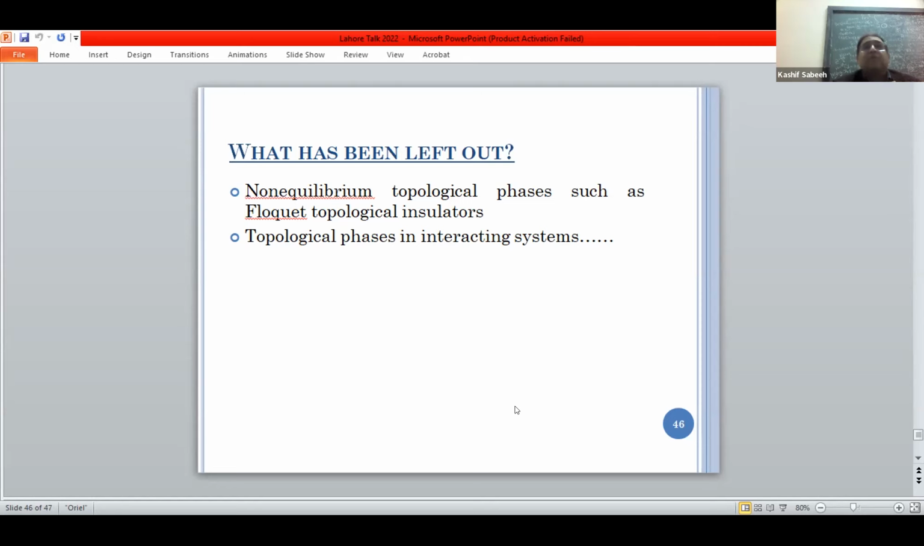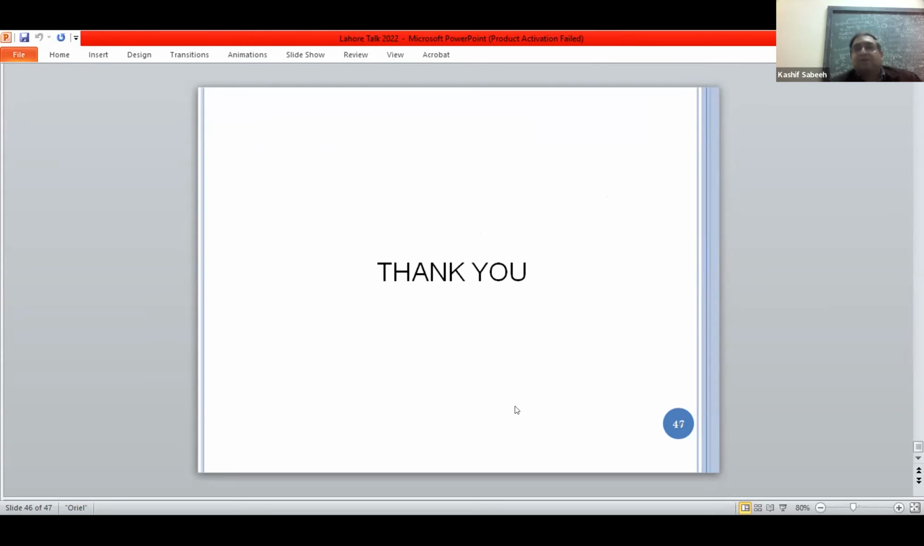And the second thing that I've left out is non-equilibrium topological phases. It's a very important, currently interesting area of research where you drive the system out of equilibrium and create topological phases, like through Floquet engineering. You can have Floquet topological insulators where you shine light on these, and a trivial insulator can be converted into a topological insulator. So with that, I want to thank you for your patience, and that's it.